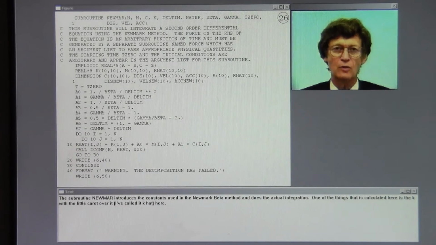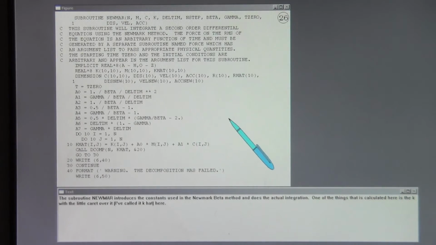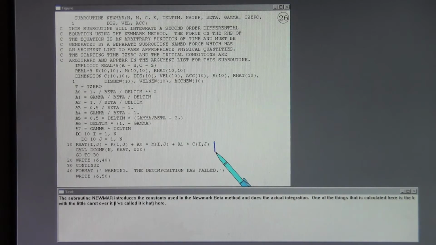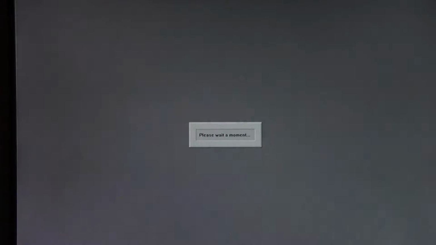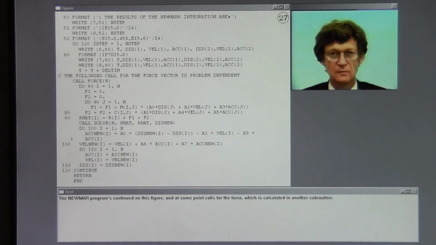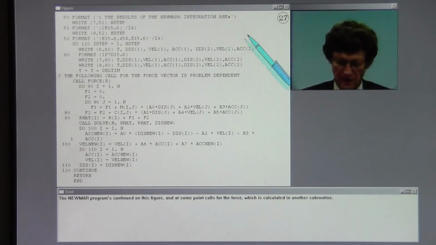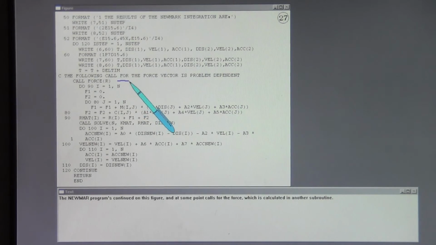The subroutine Newmark introduces the constants used in the Newmark Beta method and does the actual integration. One of the things that's calculated here is the k with the little caret over it. I've called it k hat here. The Newmark program continues on this figure, and at some point calls for the force, which is calculated in another subroutine.